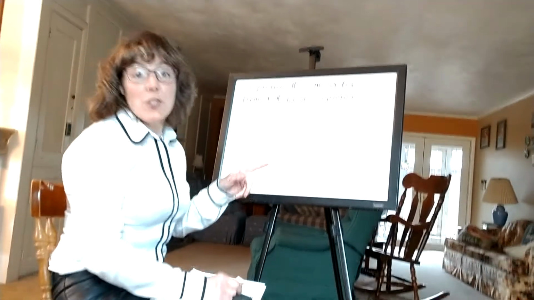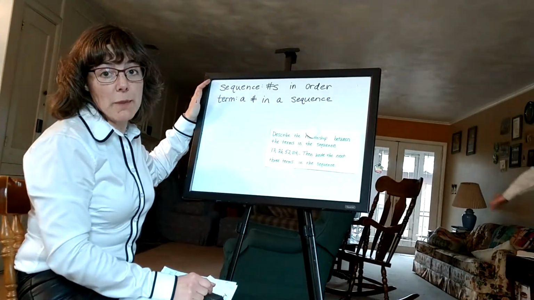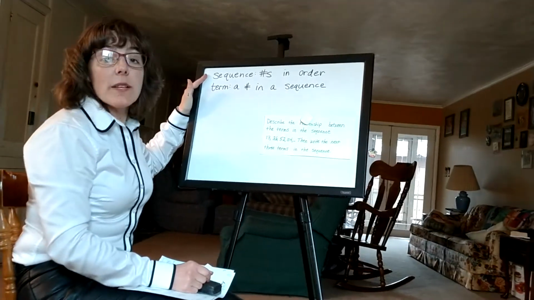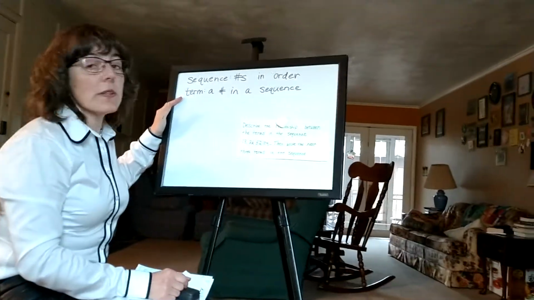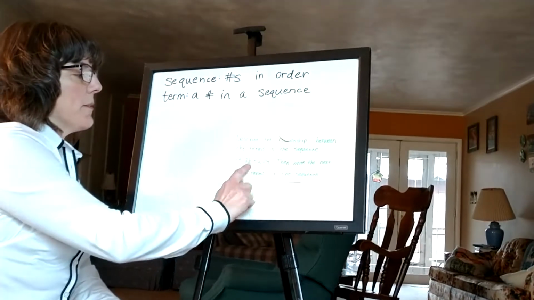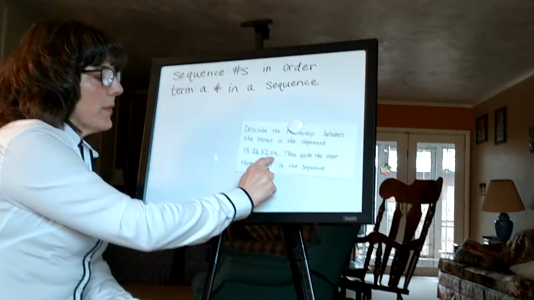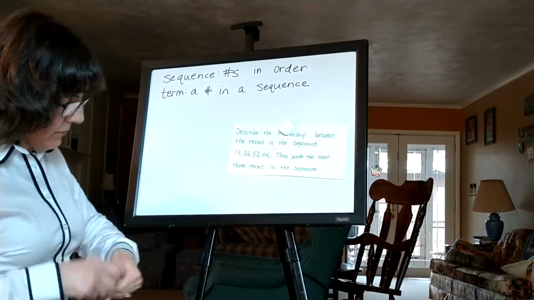Okay, to begin Chapter 8, Lesson 2, we're going to start out with a couple of vocabulary terms, sequence and term. A sequence is numbers in an order. A term is a number in a sequence. So let's take a look at a sequence right now. Here's our sequence. And we're going to write the next 3 terms in that sequence.